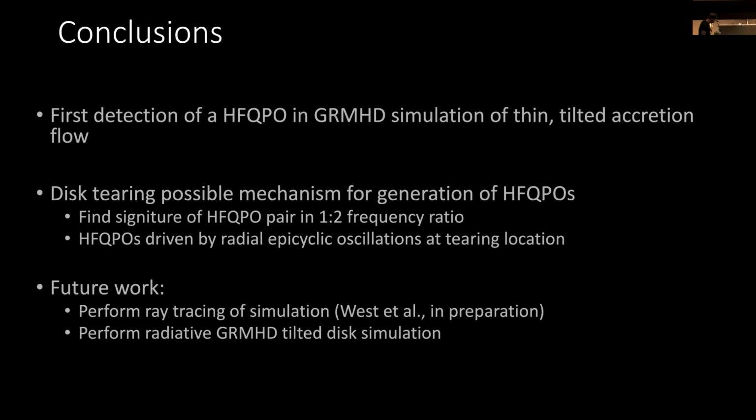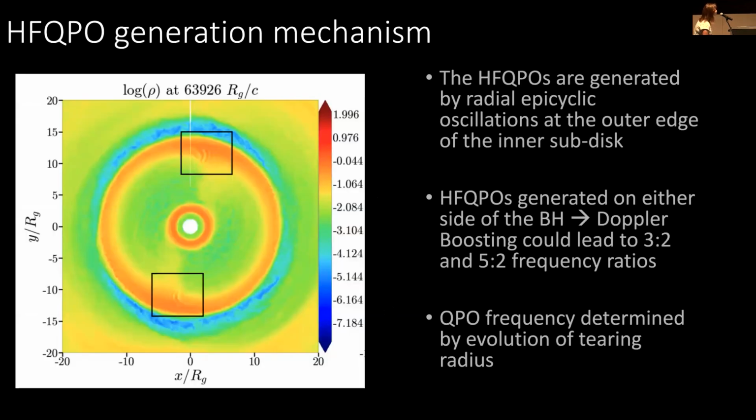Hi, it's Alexandra Viledina. So my question is whether you have a special condition to form these high frequency QPOs, because we don't always see the high frequency QPOs when we see the low frequency QPOs. Are there special mass accretion rate limits or something like that?